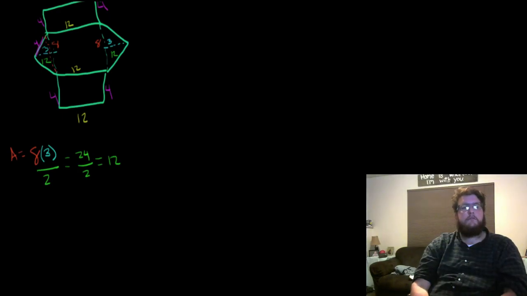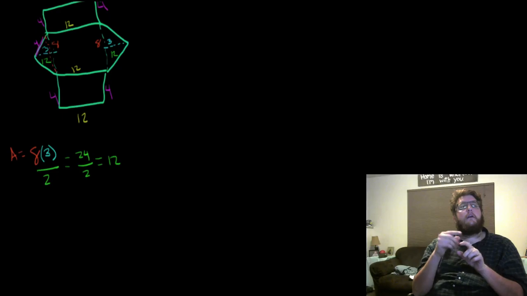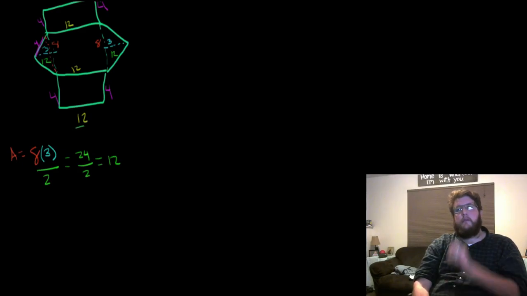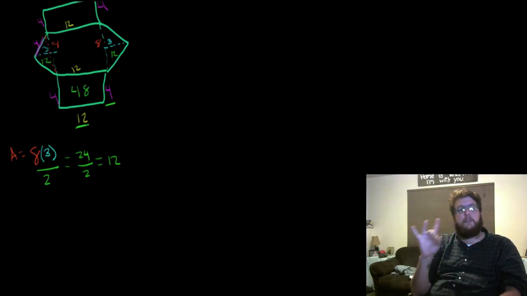Now I can find out the area of the three rectangles that we have. So I know that for each one of these, or for 2 of them rather, we have a length of 12 and a width of 4, and 12 times 4 is 48. So I know that this one is 48, and I also know that 12 times 4 here is 48.